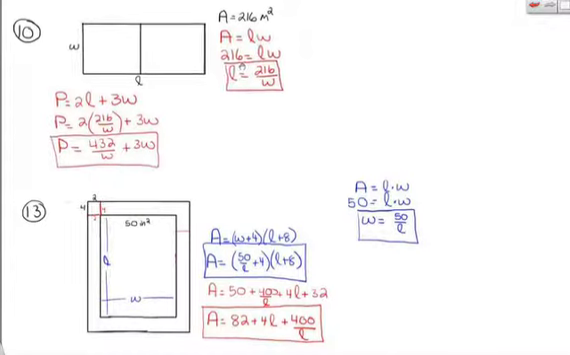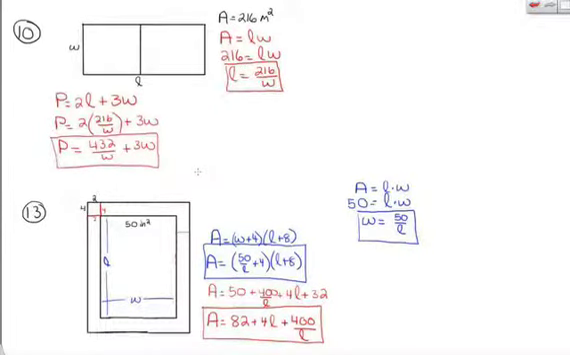Number 10 looks fairly straightforward. We got a little bit of a nasty, well, that's a little bit of an overstatement, I suppose, a little bit of a nasty derivative. Let's at least do that part.